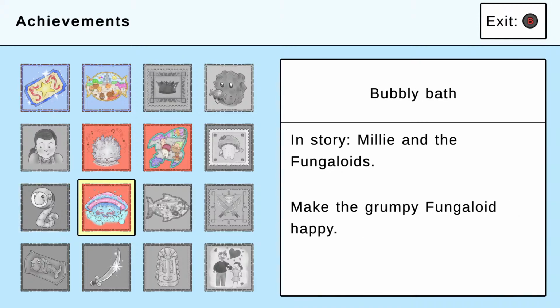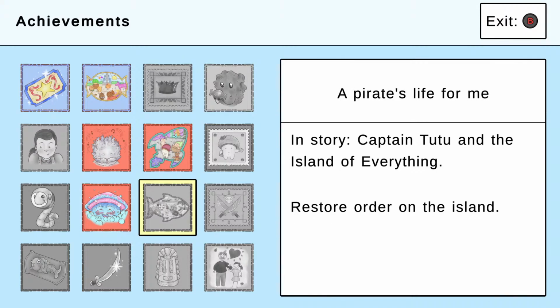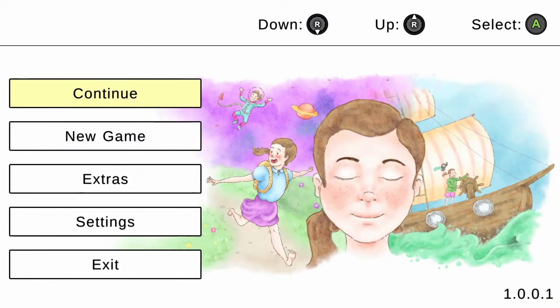Achievement 10 of 16. Bubbly bath. Achievement unlocked. In story, Millie and the Fungaloids. Make the grumpy Fungaloid happy. Achievement 11 of 16. A pirate's life for me. Achievement locked. In story, Captain Tutu and stories continue. Loading.